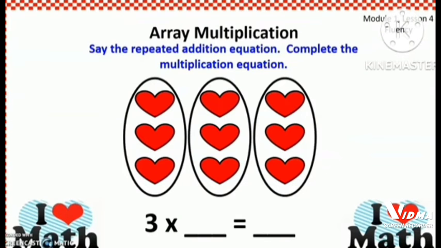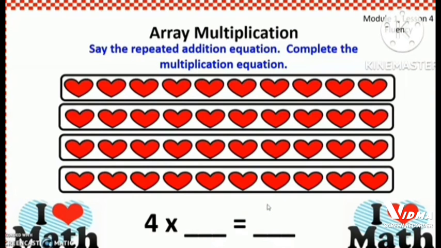Now, I want you to observe this group. What is the addition equation? 3 plus 3 plus 3, isn't it? Equals 9. So what is the multiplication equation? 3 times 3. 3 groups, and there are 3 in each group. 3 times 3 equals 9. See the next one.